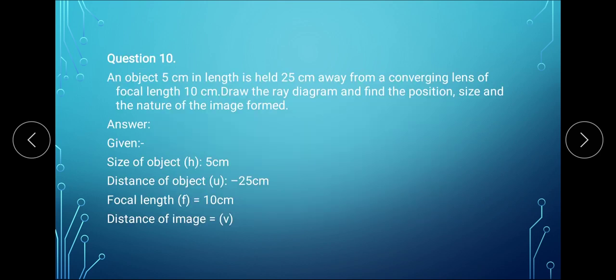Please read question number 10. An object 5 cm in length is held 25 cm away from a converging lens of focal length 10 cm. Draw a ray diagram and find the position, size and nature of the image. Students, since it is a converging lens, it is a convex lens. So its focal length is always positive. So focal length is plus 10 cm. U is always negative. U is minus 25 and the height of the object is 5 cm.